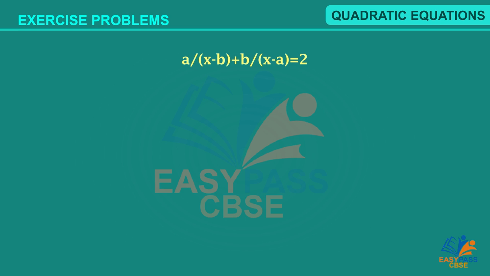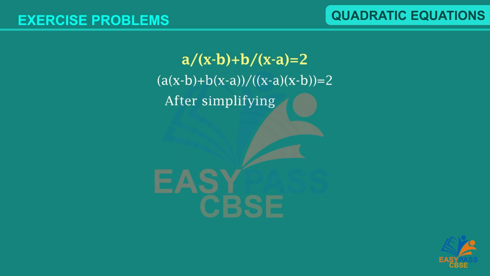It is a very simple question. Take the left hand side, LCM is (x − a)(x − b). So we have the numerator a(x − b) + b(x − a) equal to 2. After simplifying this, we get a quadratic equation like this: 2x² − 3x(a + b) + (a + b)² = 0.